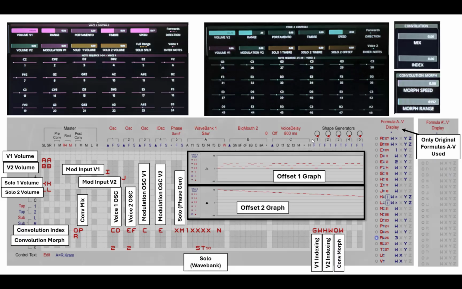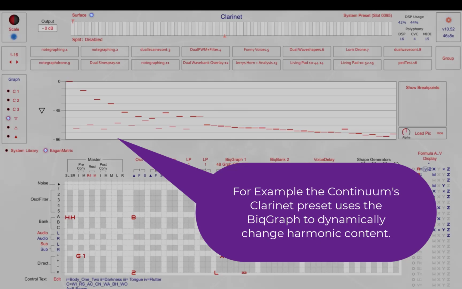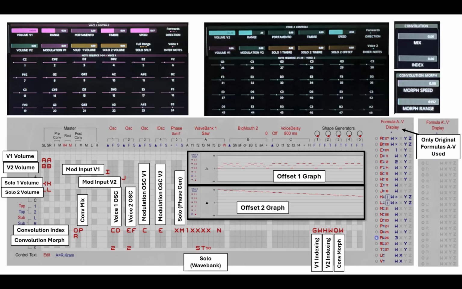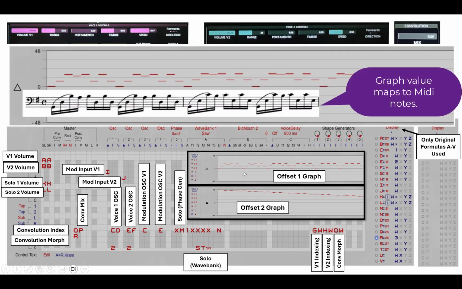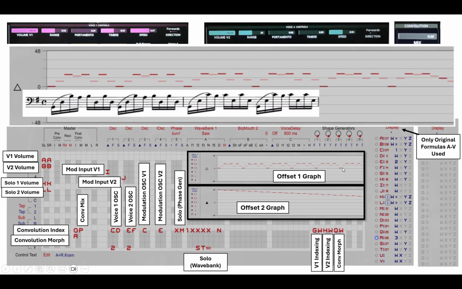At the core of this is the use of two note graphs. This is a relatively new feature that was added a few years ago. This takes the original graph that's using a bit graph to define dB offsets for certain sonic functions in the EaganMatrix. It lets you redefine the values as MIDI notes, and then you can use a shape generator to index through these notes at a certain speed to create basically a sequencer, which is what this overlay does.